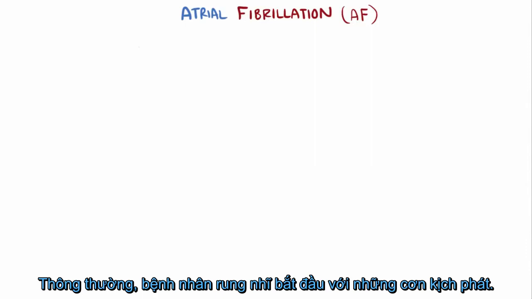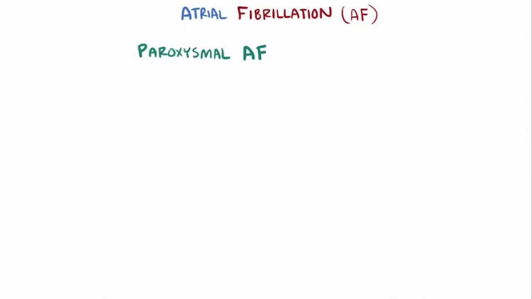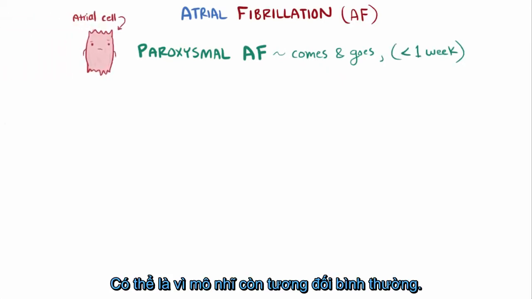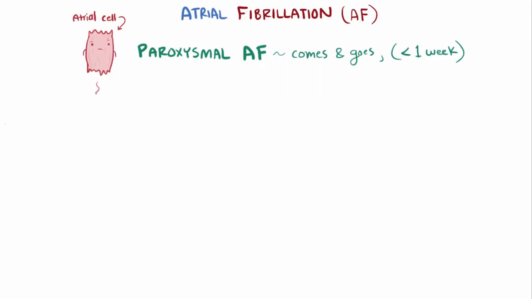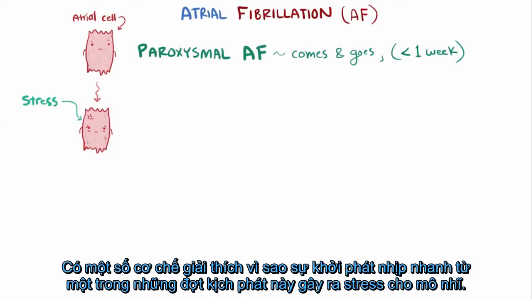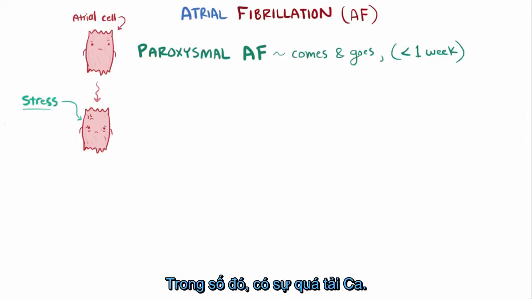Oftentimes, people with AF start with what are called paroxysmal events, which means AF suddenly comes and goes, lasting less than a week at a time, probably because the tissue is still relatively healthy. Repeated paroxysmal events that occur over longer periods of time, though, tend to stress the atrial cells even more. There are probably a number of mechanisms explaining how a burst of rapid beats from one of these paroxysmal events leads to stress, but one potential mechanism is through calcium overload.